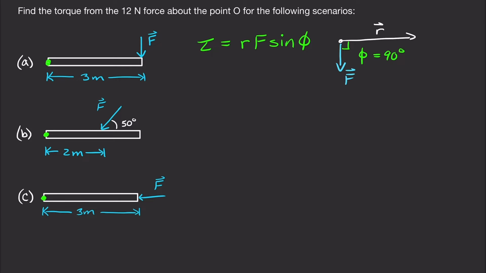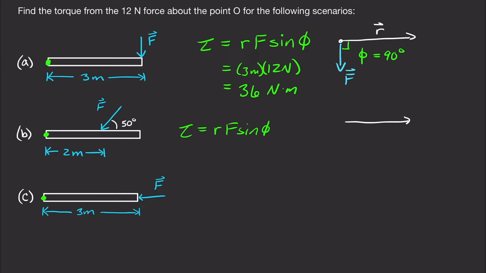So this becomes 3 meters times 12 newtons, and that is 36 Newton meters. For part B, we have our same force, but it's at a slightly different angle. So we need to do this the same way. So R F sine of phi.